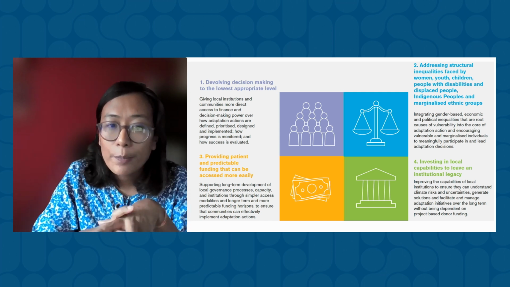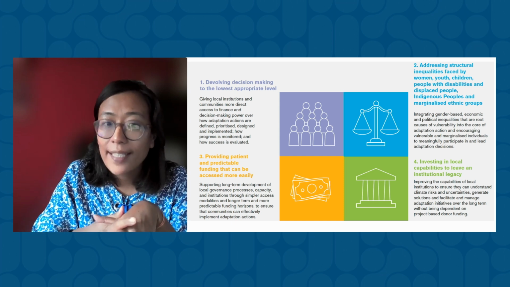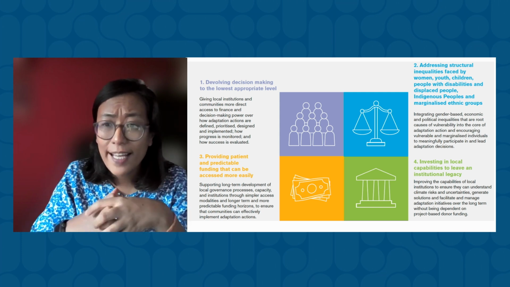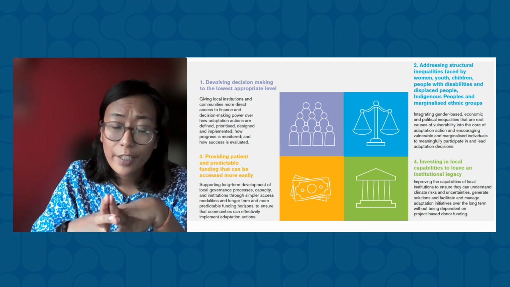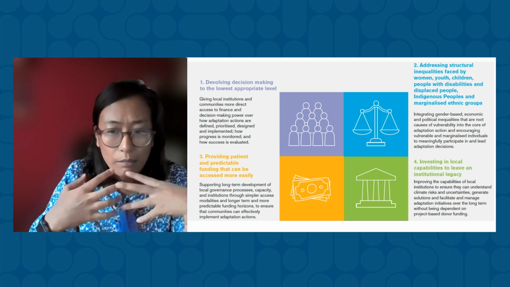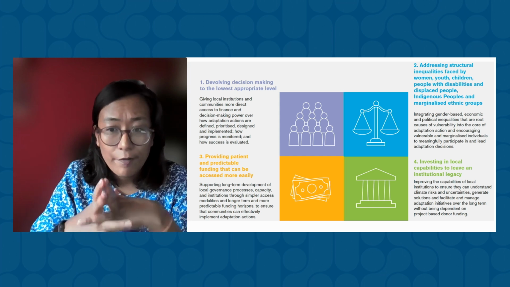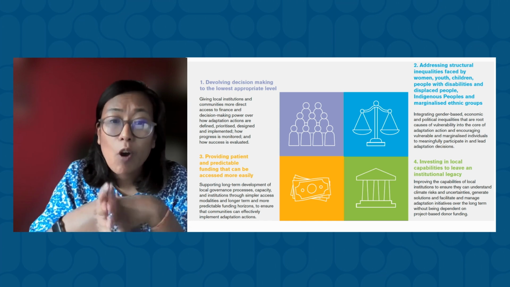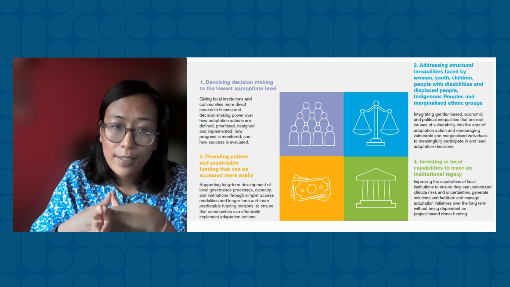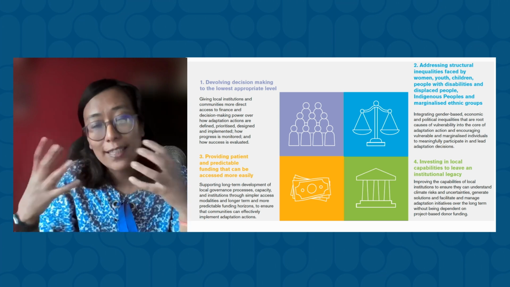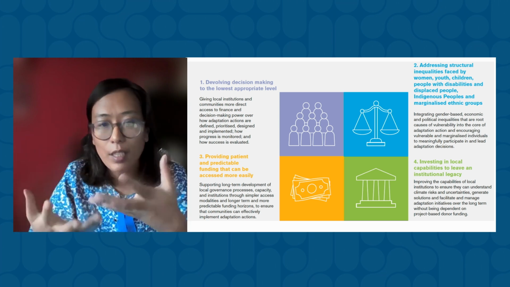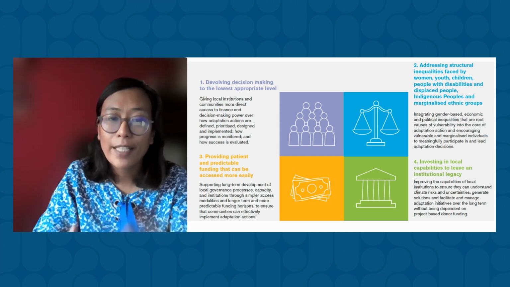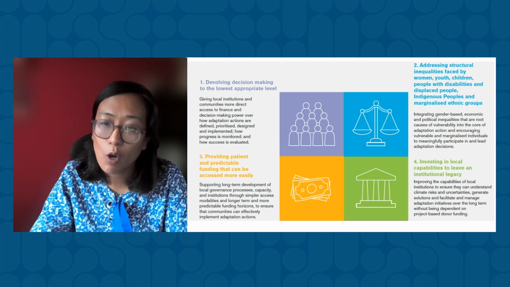And the third one is providing patient and predictable funding that can be accessed more easily. We all know that in the business as usual context, there has been challenges of delivering the finance to the local level, adaptation finance reaching very less to the local level. So the need here is supporting the long-term development of local governance processes, capacity, and institutions through simpler access modalities, longer-term, and more predictable funding modalities to ensure that communities can effectively implement adaptation actions in a longer term.